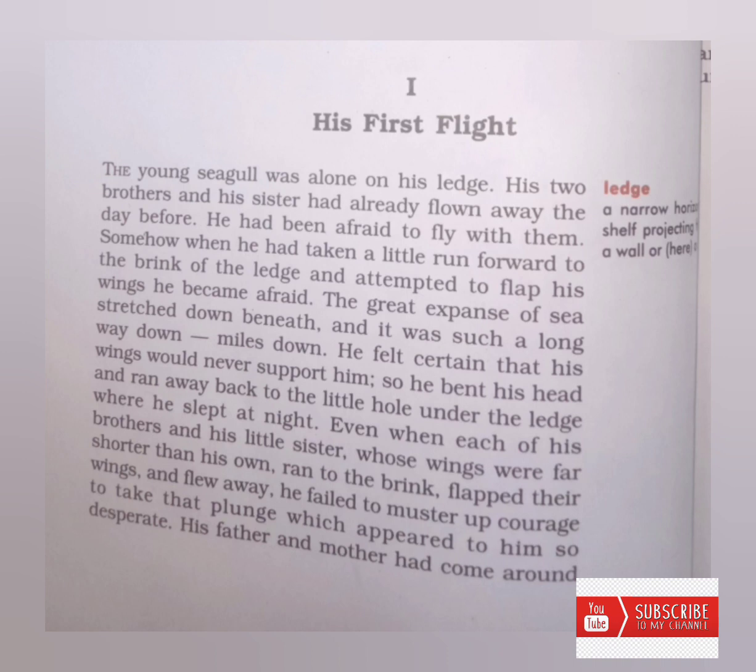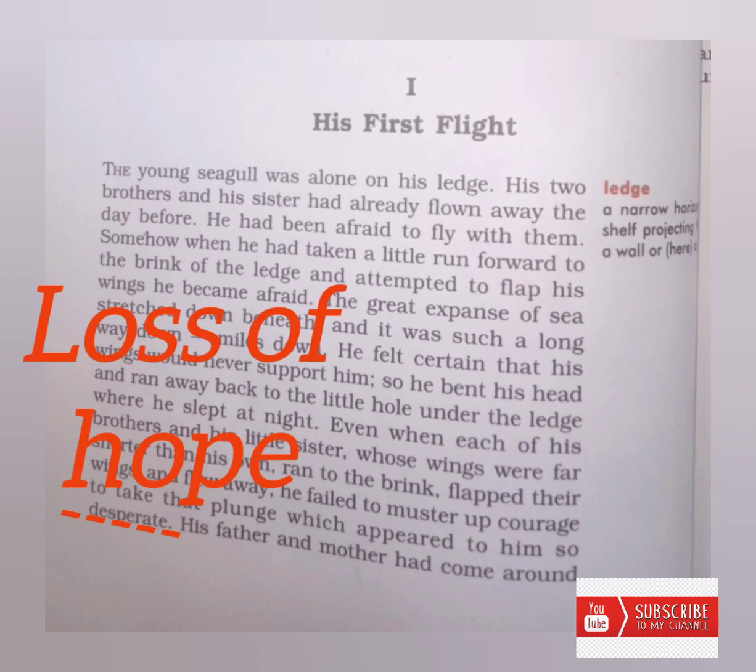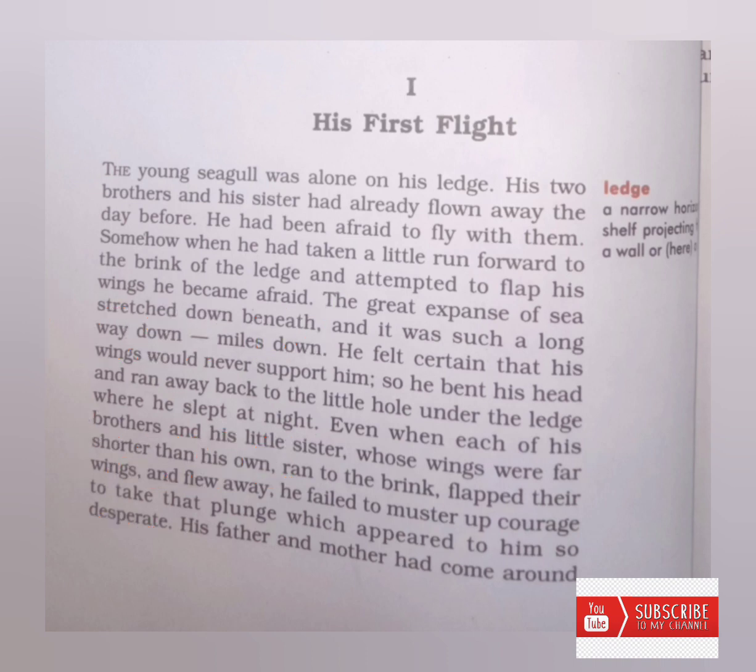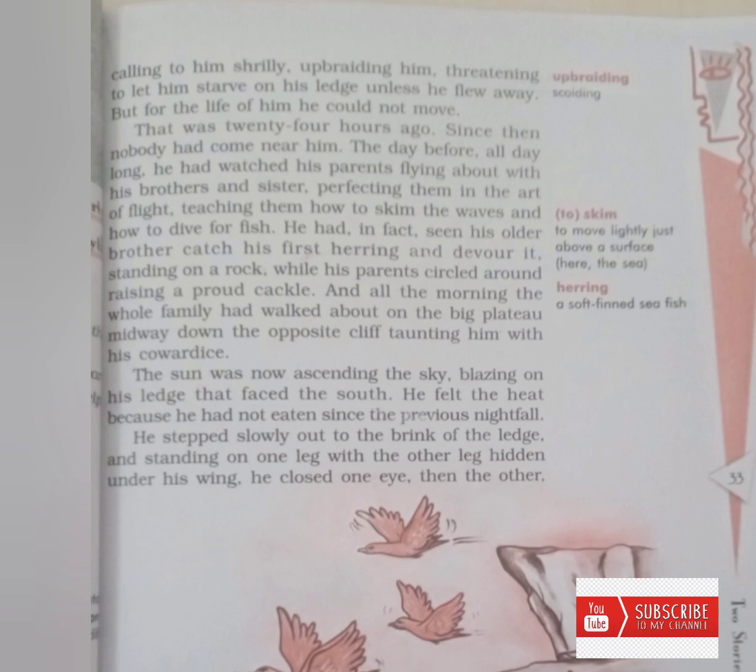And flap, what is flap? The movement of the wings. And certain, what is certain? Confirmed belief. So certain and desperate. In the same page number 32 it is there, last line you can see. Desperate means loss of hope. A desperate young seagull. Like that you can put the title also when you are writing for a 6-mark question.